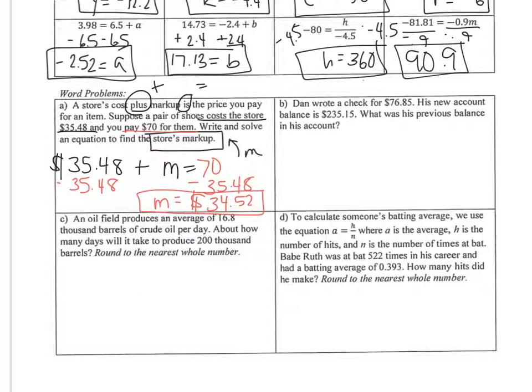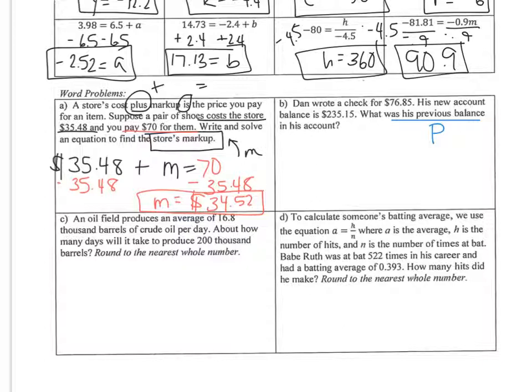Okay, then B. Dan wrote a check for $76.85. So if you write a check, it means that you're actually giving money away. His new account balance is $235.15. What was his previous balance in his account? So this is our question, previous balance. We'll let that be P.